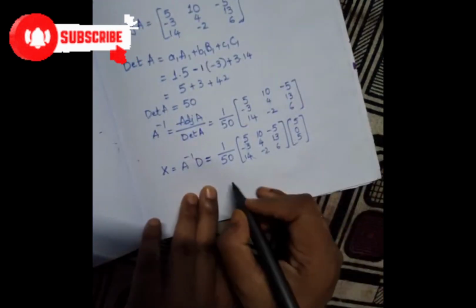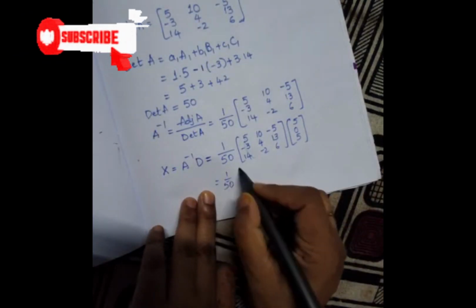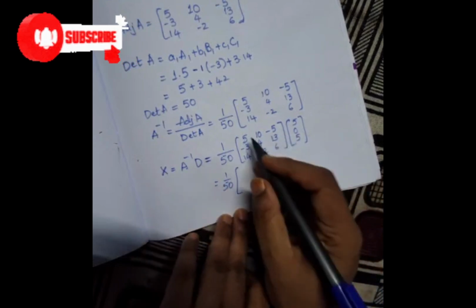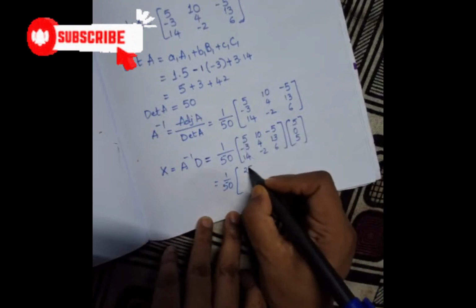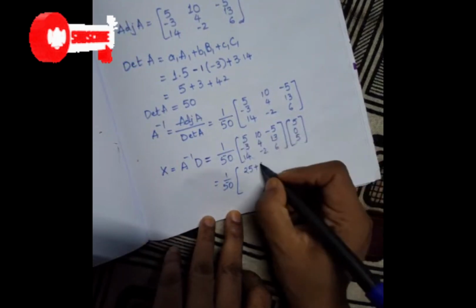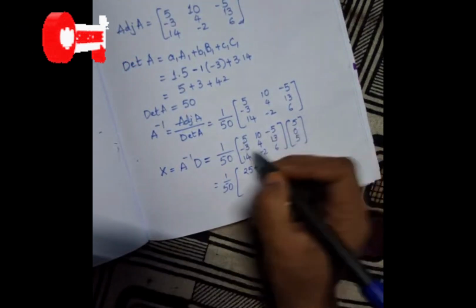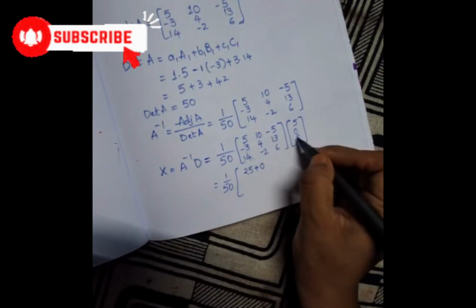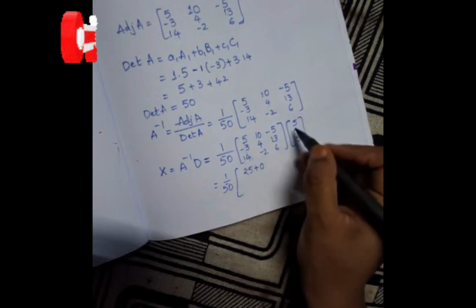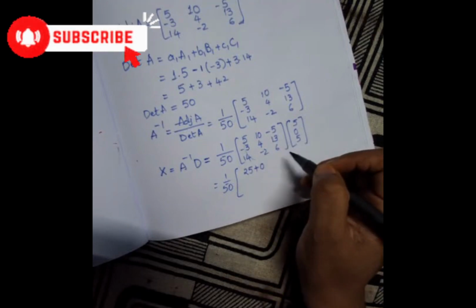Okay, now we get 1 by 50 into, write this: 5 5s are 25 plus 10 zeros are 0. First row with first column, second row with first column, then third row with this column. Okay, we have to multiply and add.